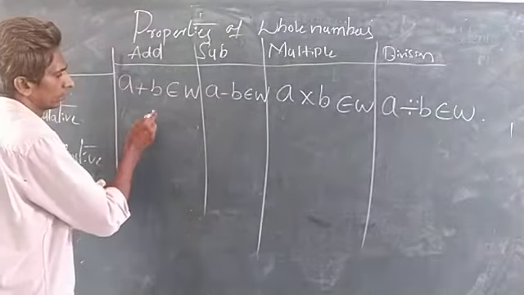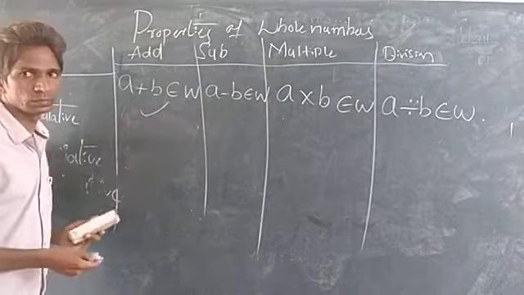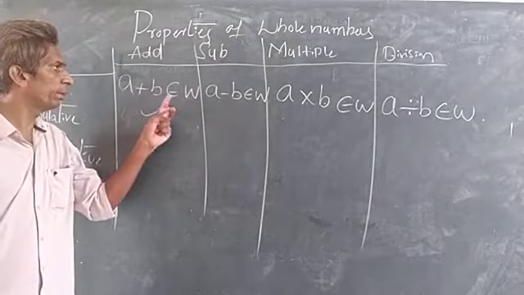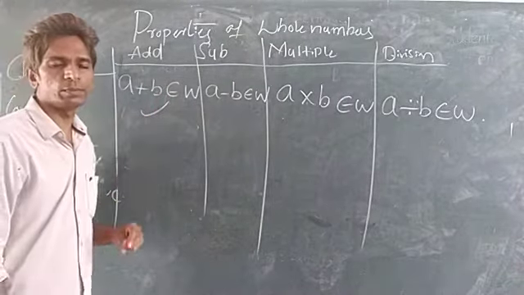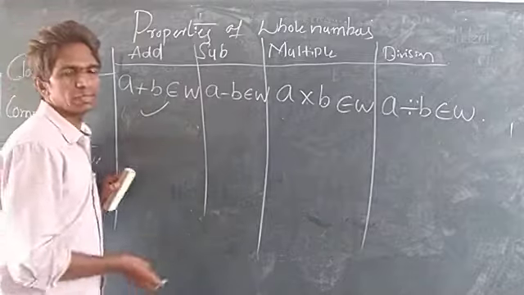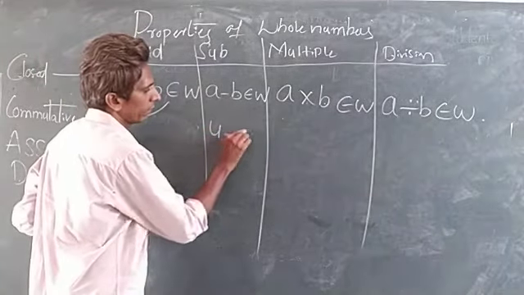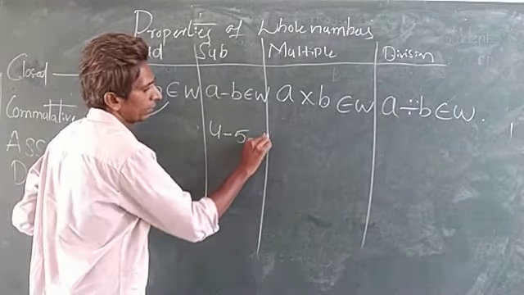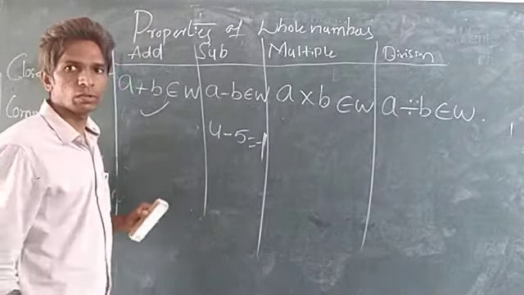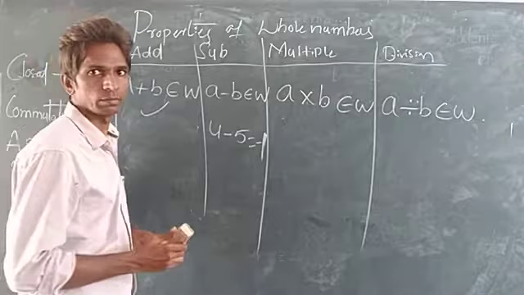Yes, it is correct. So A plus B belongs to W. Let us see the second one. So A should be 4. 4 minus 5 equals minus 1. So what is the value? Minus 1 will come.